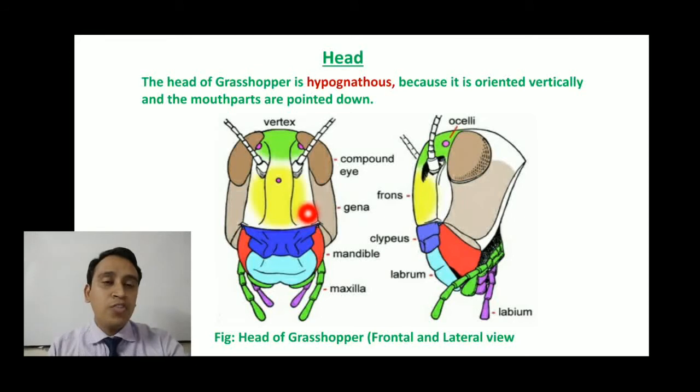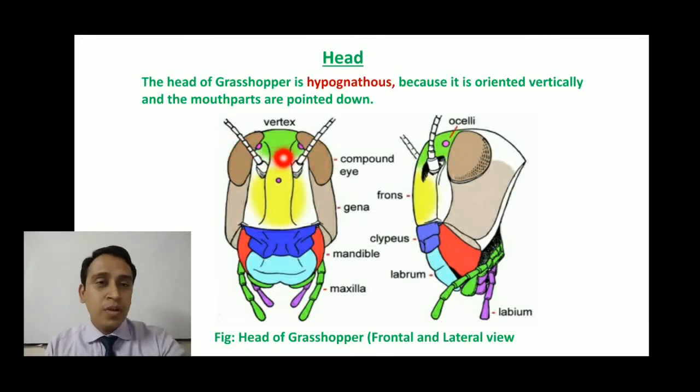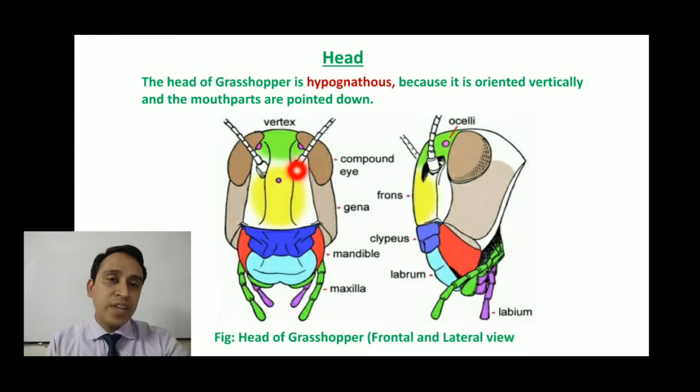And here also present in the head of grasshopper a pair of compound eyes. Every compound eye is composed of almost 2000 visual units. Every visual unit is known as ommatidium. Here also present a pair of short antennae and 3 simple eyes present in between the 2 compound eyes. These simple eyes are known as ocelli. And the head of the grasshopper also bears the mouth parts. Here you can see maxilla, labrum, labium, mandible. All of these elements are the parts of mouth parts.